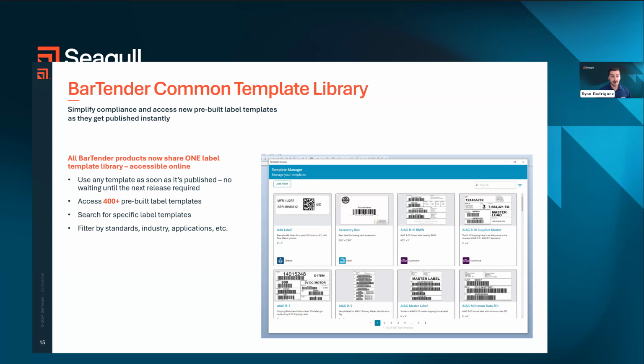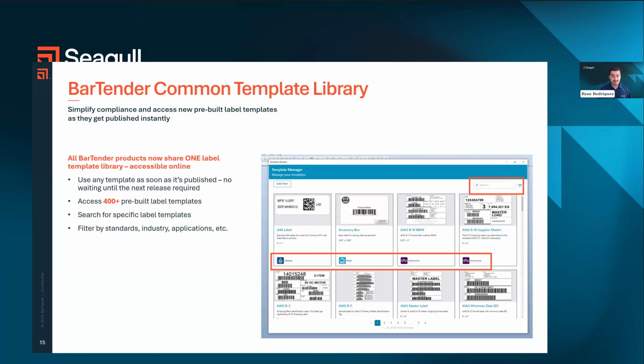The label template library also includes over 400 pre-built label templates from the get-go. And with that, because there are so many different new label templates included with this, you can also search now for the specific label template that you're looking for, or you can filter by standards, industry, application, and more to help you quickly find what you are looking for.